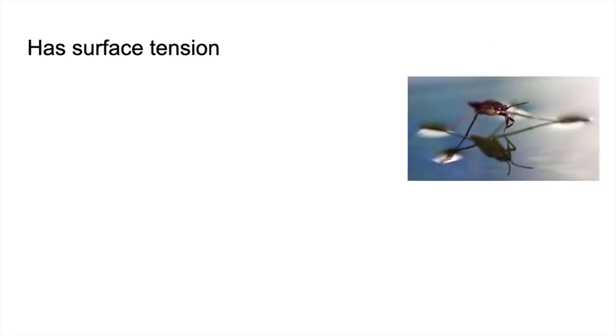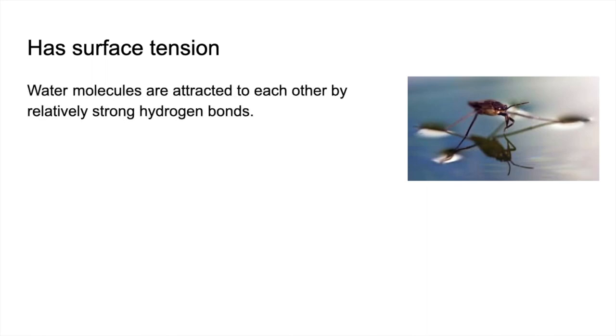So if we move on to surface tension now, so we've got a picture there of an insect that's able to actually walk on the surface of water. The reason that's possible is because of water's unusual property of surface tension. Obviously that's due to hydrogen bonds. So the water molecules are attracted to each other by those relatively strong hydrogen bonds.